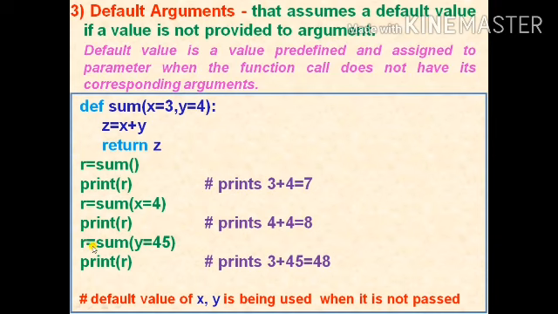In the last sum, here y is supplied, x is not supplied. In this case also, the default value of x has been taken, and y, whatever value is supplied, is taken, and it evaluates and prints the value. It means we can define a function with default parameter values, and these values are used whenever an argument is not provided by the user at runtime.